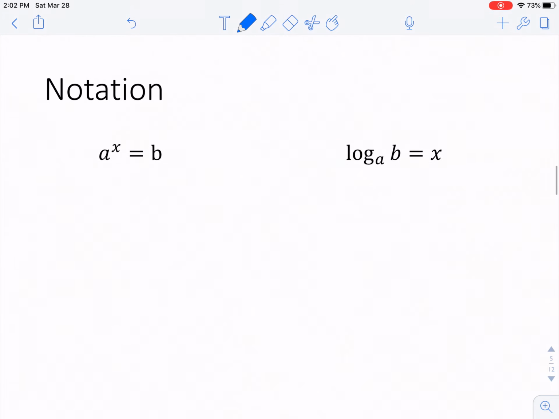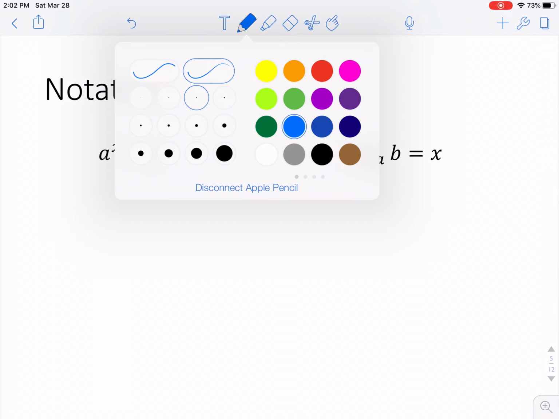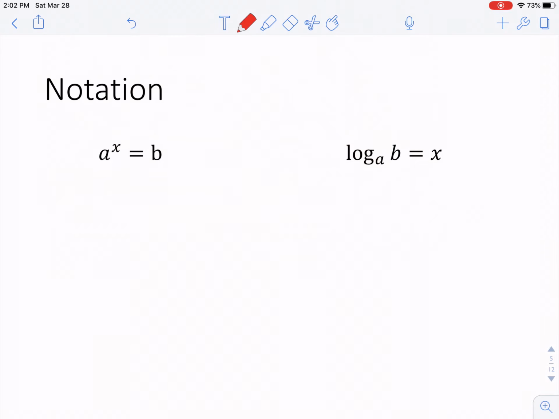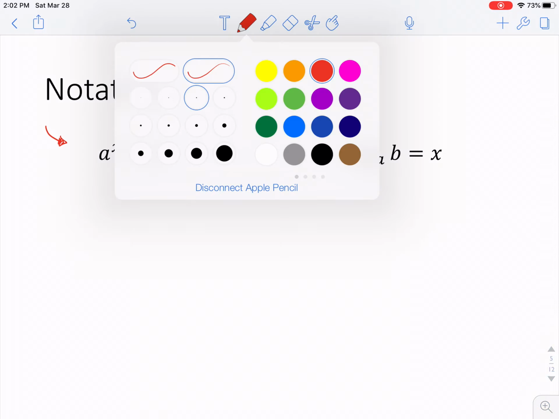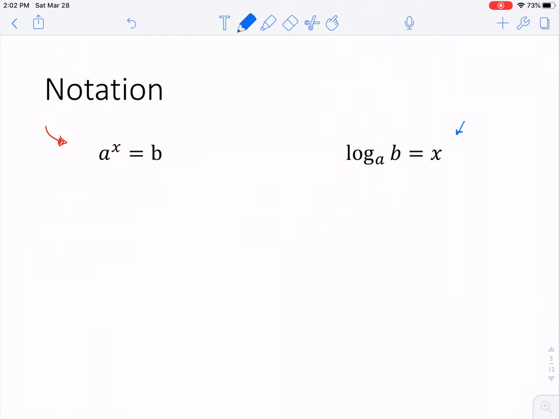So notationally, notation of exponentials, I'll stick with red for exponentials. The notation for the exponential a to the x is equal to b isn't anything new. It's what we covered in the last unit. But the new notation is that the log of b with base a is equal to x. So again, when we take the logarithm of a value, we get an exponent. So x is the exponent.